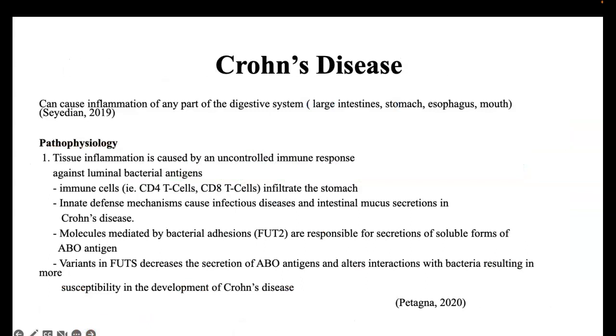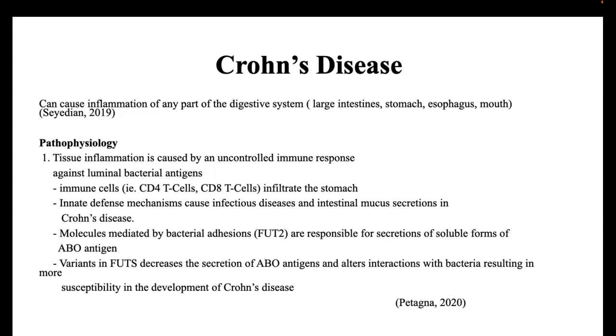So now we move on to Crohn's disease. Crohn's disease can cause inflammation in any part of the digestive system, such as the large intestine, the stomach, the esophagus, the mouth. In Crohn's disease, there is tissue inflammation, and it's caused by an uncontrolled immune response against luminal bacterial antigens, which is pretty much similar to ulcerative colitis.